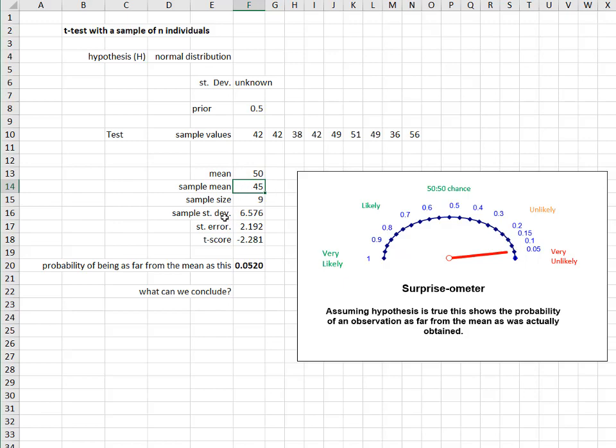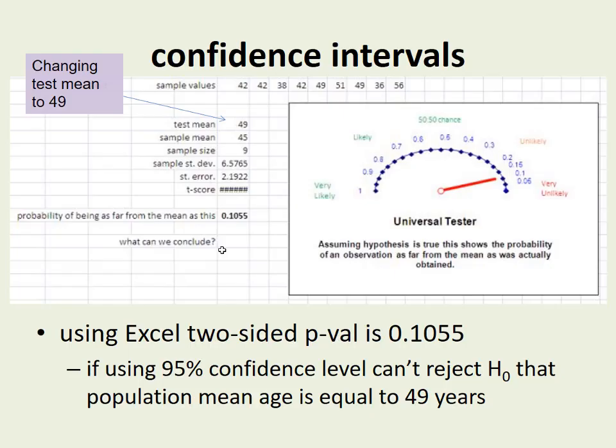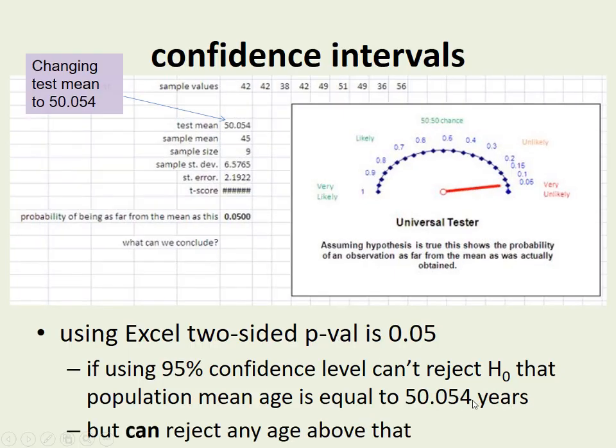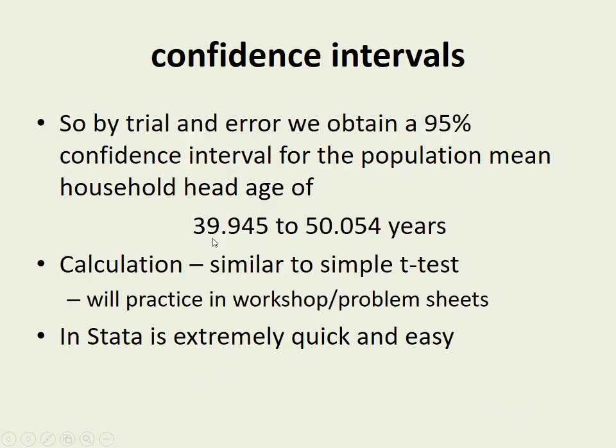You can experiment around. I won't go through the process on the screen because that's not that exciting, but by experimenting you can find that 50.054 years is exactly on that. So anything above that I'm going to reject. So what we found is that anything below that we reject, anything above that we reject.